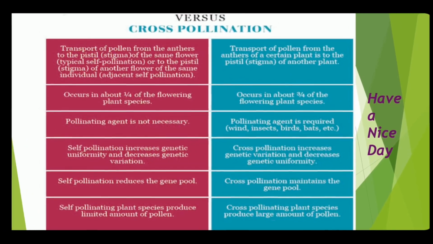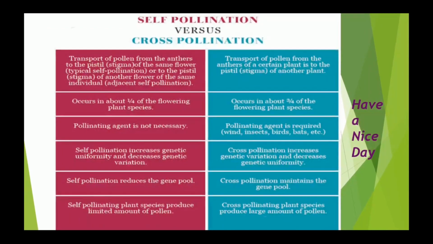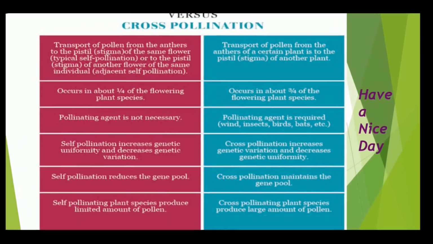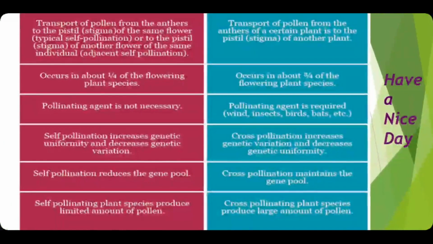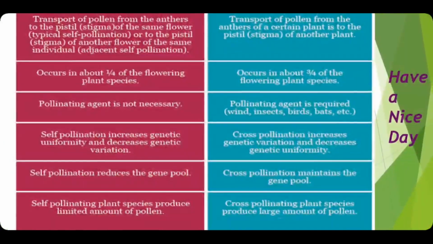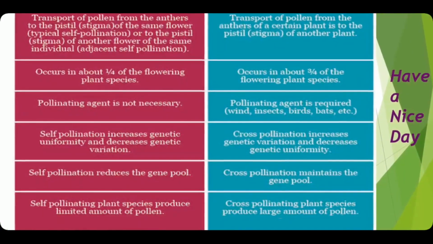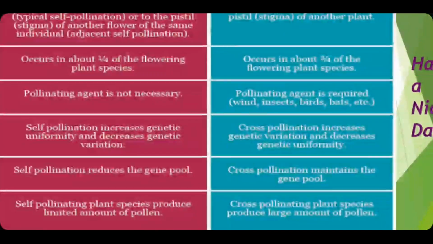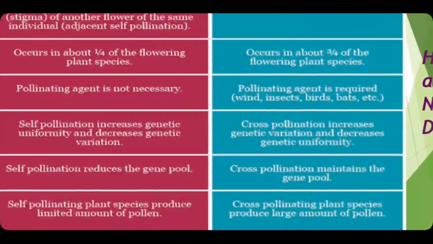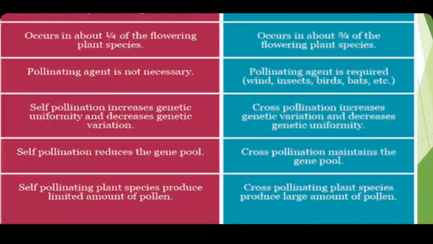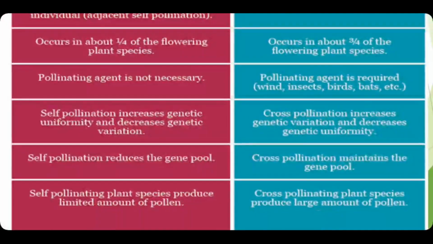Here is the summary of the whole chapter, self pollination versus cross pollination. Students, you can take a screenshot of it and try to understand all these points which we have already discussed. First, second, third, fourth, and fifth. See the fifth point, which I think you may be confused by. Self pollination reduces the gene pool and cross pollination maintains the gene pool.